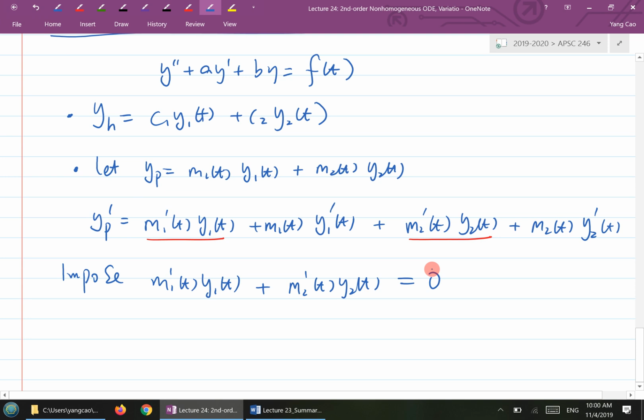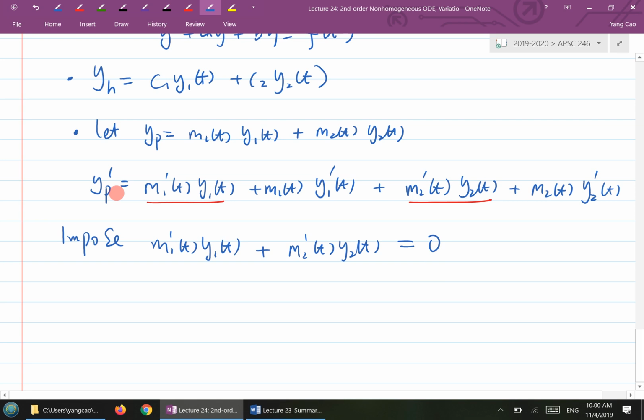Now you might argue, why do you want to do that? Well, the ends justify the means. You'll see that the way to do this actually works. But for now, we are forcing the summation of these two terms to be 0. Once we do this, yp prime becomes just this term plus this term: M1 times y1 prime of t plus M2 times y2 prime of t.